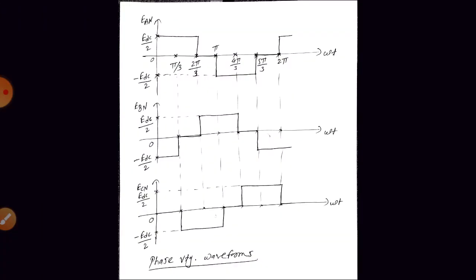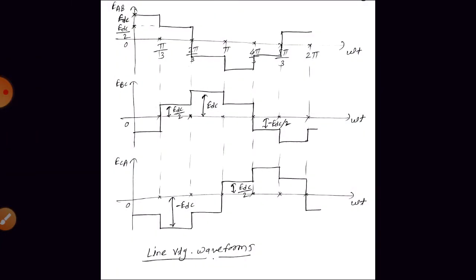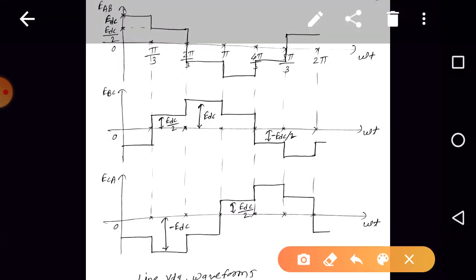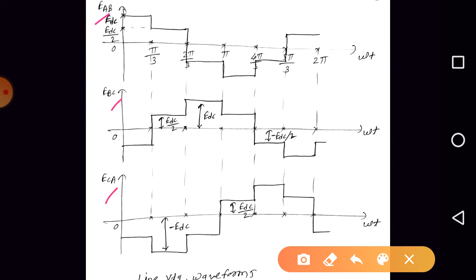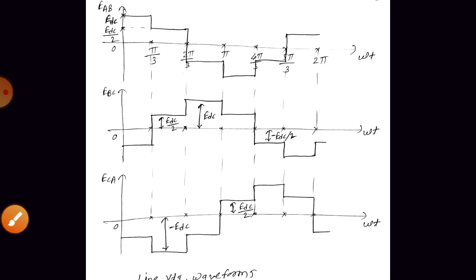And we will be getting this type of waveform. These are the phase voltages, right? Now from the phase voltages, can we draw the line voltage waveforms? Yes, EAN minus EBN is nothing but EAB, EBN minus ECN is nothing but EBC, and ECN minus EAN is nothing but ECA, right? So we can draw EAB, EBC and ECA waveforms by taking the difference between the respective phase voltages interval by interval.